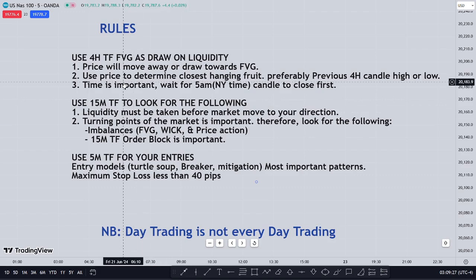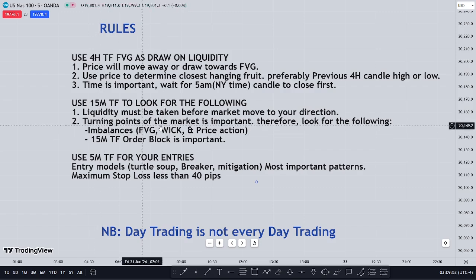So we are going to move into the 15-minute time frame. Let's move into it. We are going to look for the following here, guys. Liquidity must be taken before the market moves to your direction. That is very important, and then you will see how satisfying it is to see this forming.